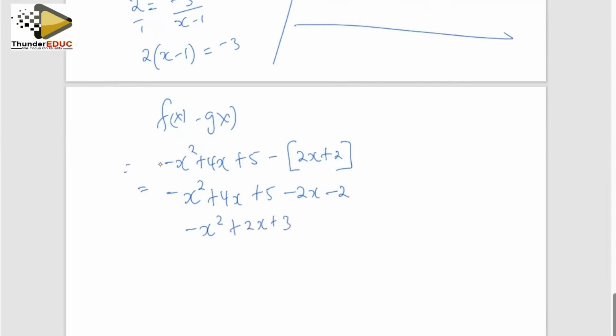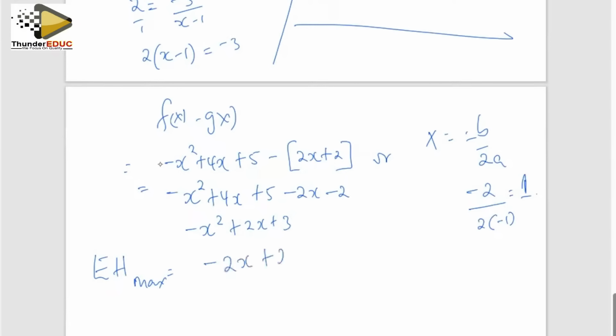But we know that for EH to be maximum, we must find the derivative. Alternatively, you can use x is equal to negative b over 2a. So that's going to be negative 2 over 2 times negative 1, which means the maximum is happening at x is equal to 1. If I find the derivative, that's going to be negative 2x plus 2 is equal to 0. Move the 2 that side.